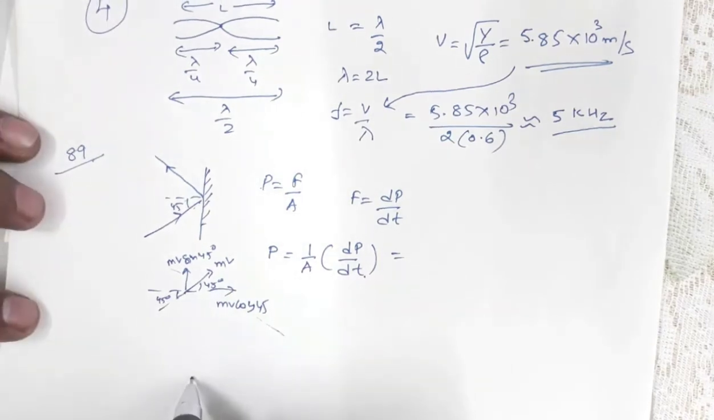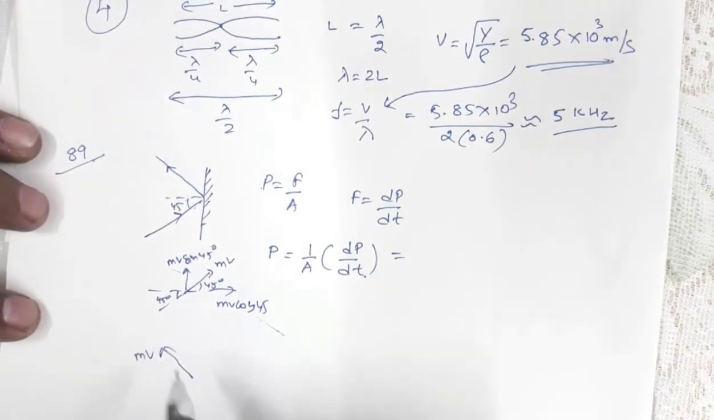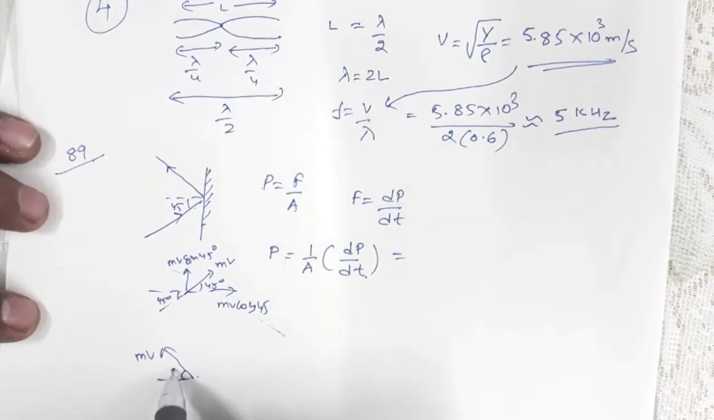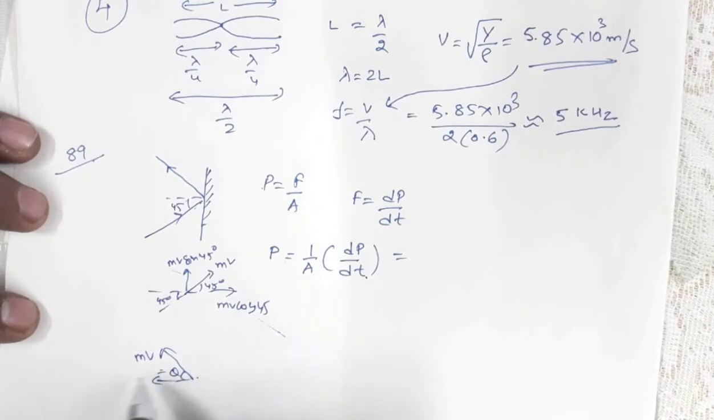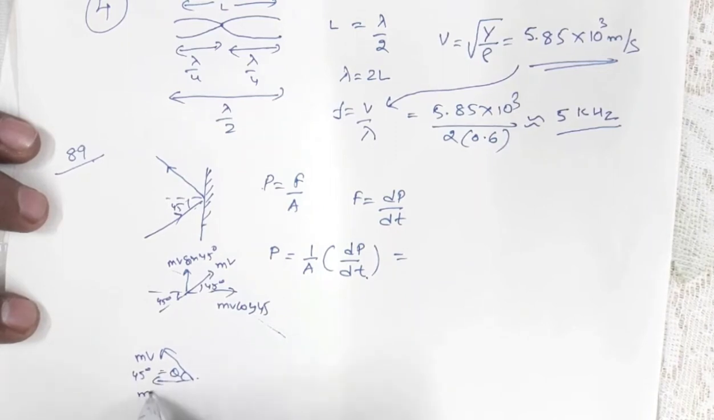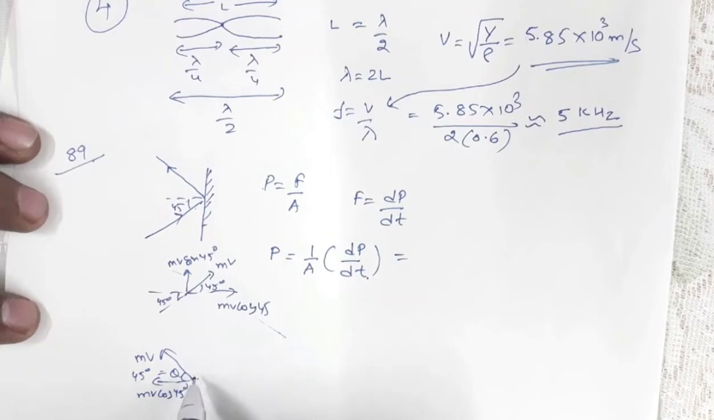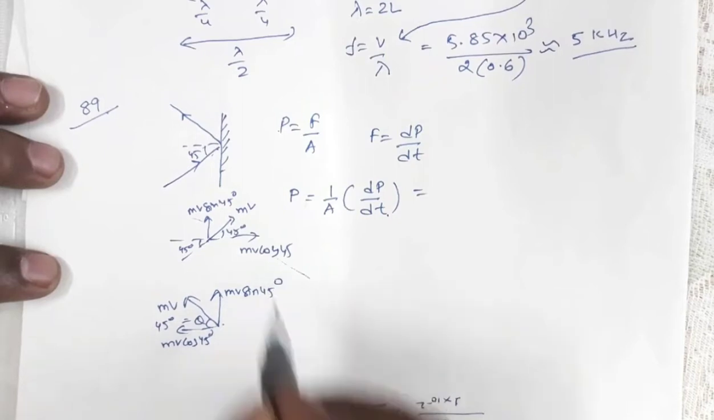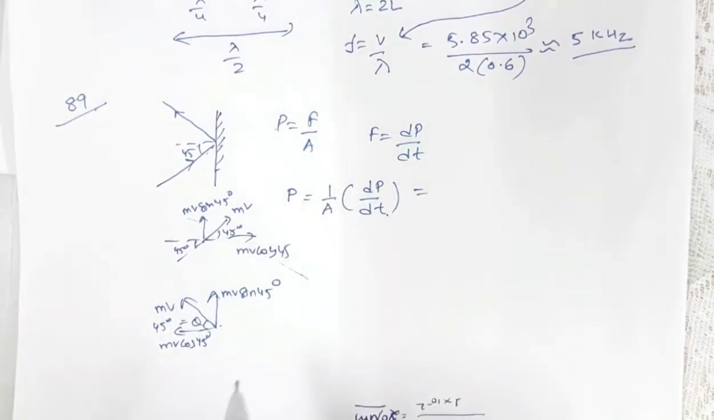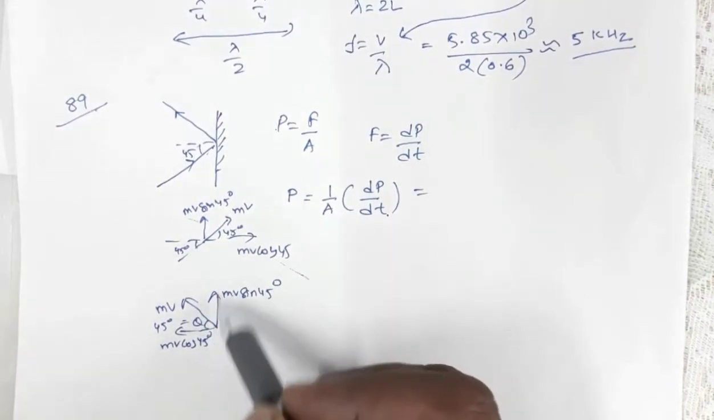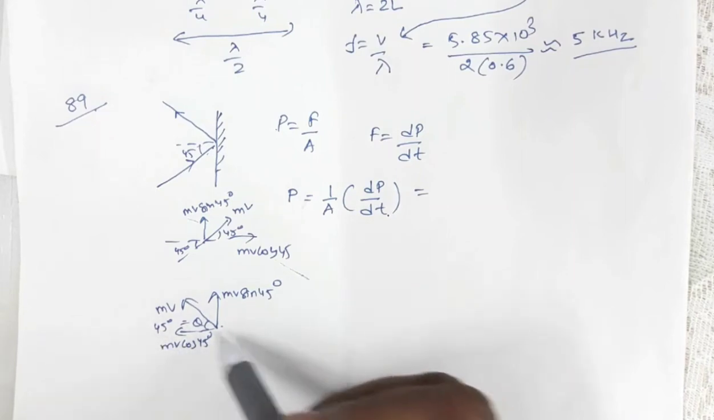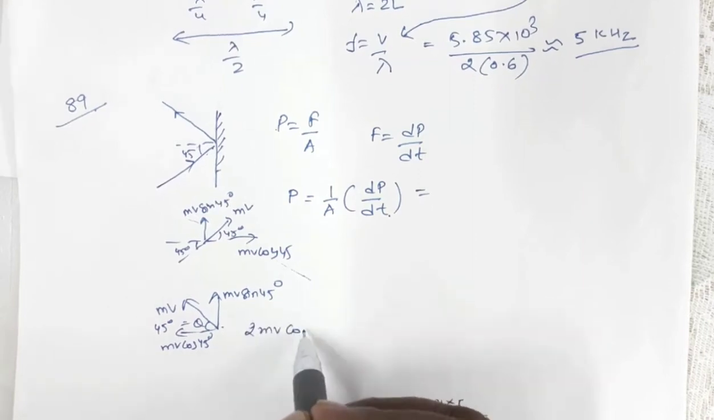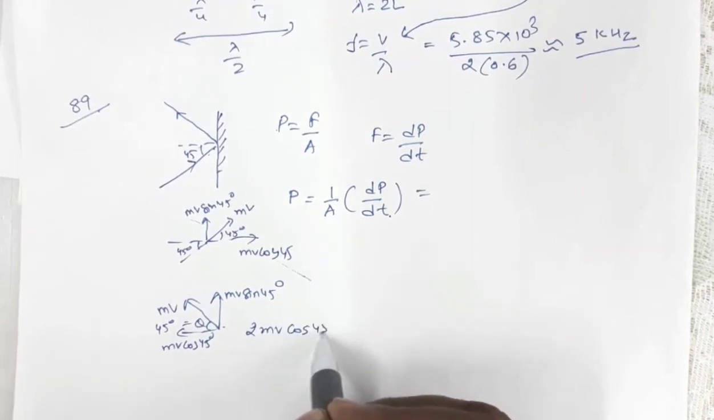Okay, now after collision, this is mv, it is an elastic collision, and this angle is theta. So this theta is 45 degree. So this is mv cos 45 degree, and this is mv sin 45 degree. So that means the total change in momentum along the wall is 0, and the total change in momentum perpendicular to the wall is twice mv cos 45 degree.